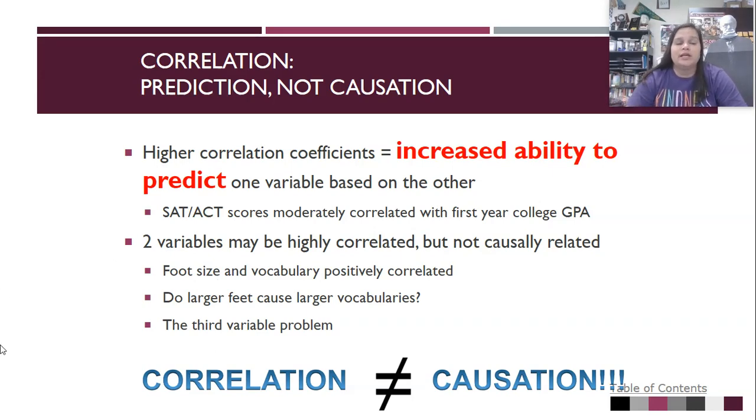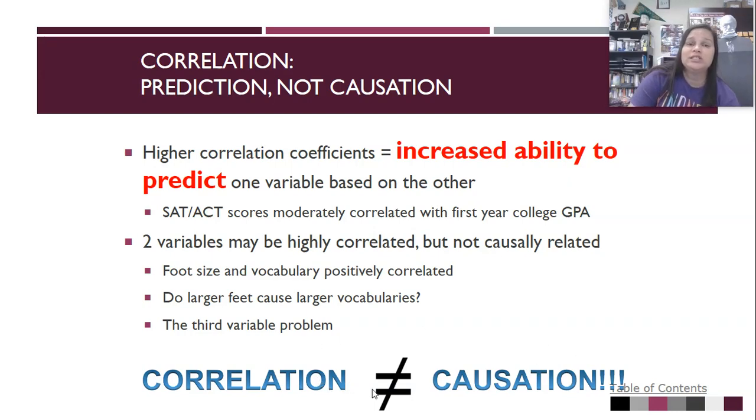So for example, there is a high correlation between foot size and your vocabulary. The bigger your shoe size and your foot size, it seems you have a greater vocabulary. Does that mean your foot size caused you to have a greater vocabulary? No. Do larger feet cause larger vocabularies? No. There's a third variable. In this case, it's your age. The thing that causes your greater vocabulary and greater foot size is your age.